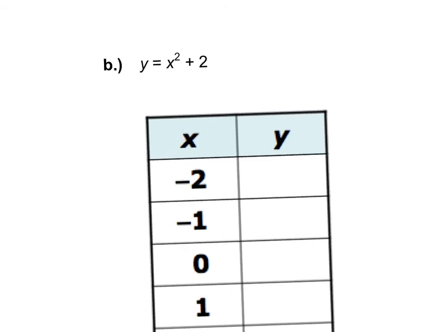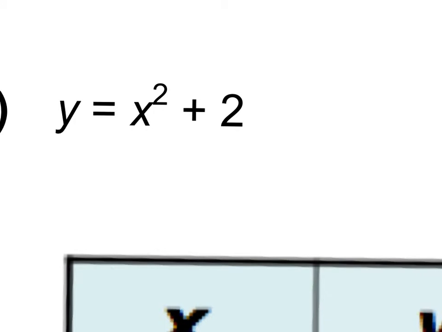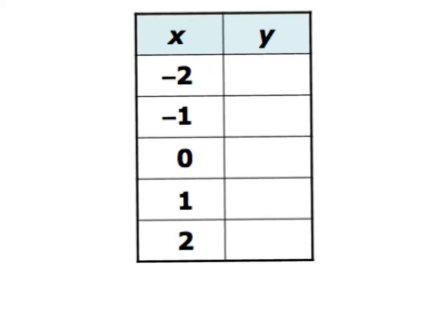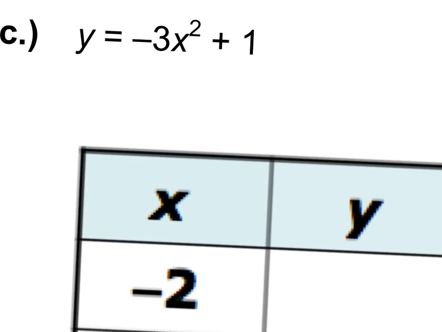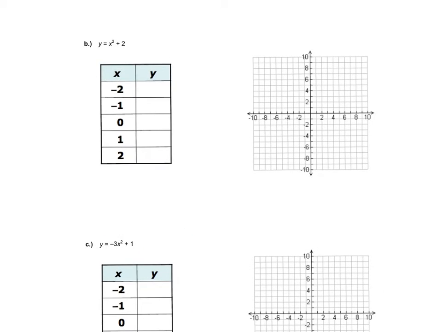So if I asked you just to look before you graph this, just look at this equation, y equals x squared plus 2. And then look at this equation, y equals negative 3x squared plus 1. Without even graphing it, what can you tell me about the direction of this guy's parabola? It's going to open up. And the bottom one? It's going to open down.